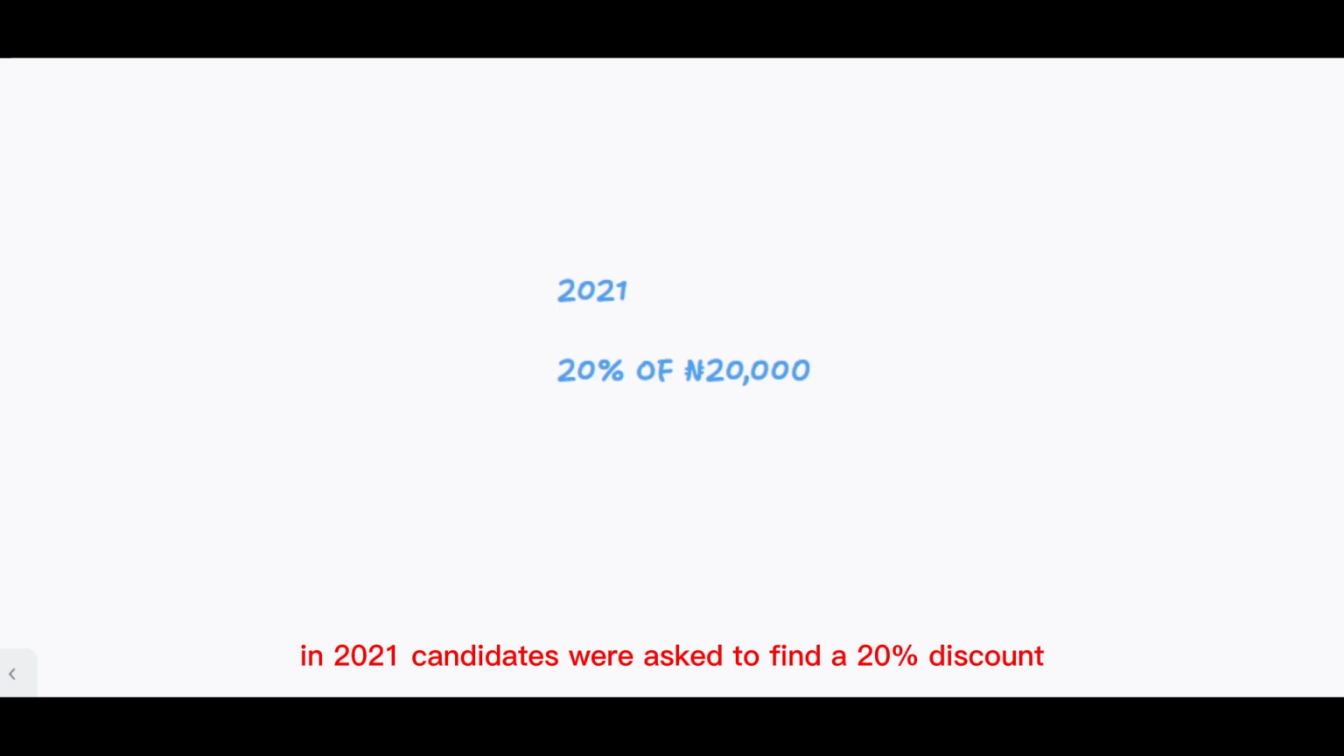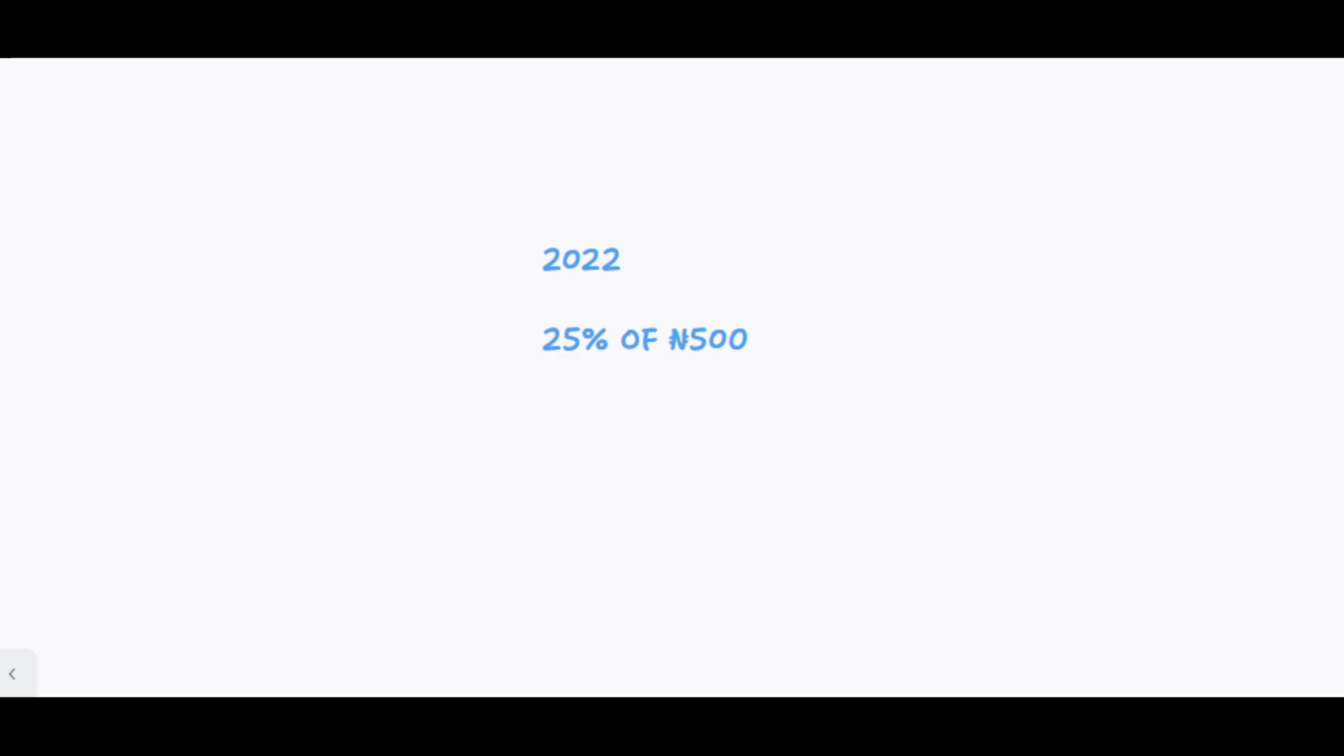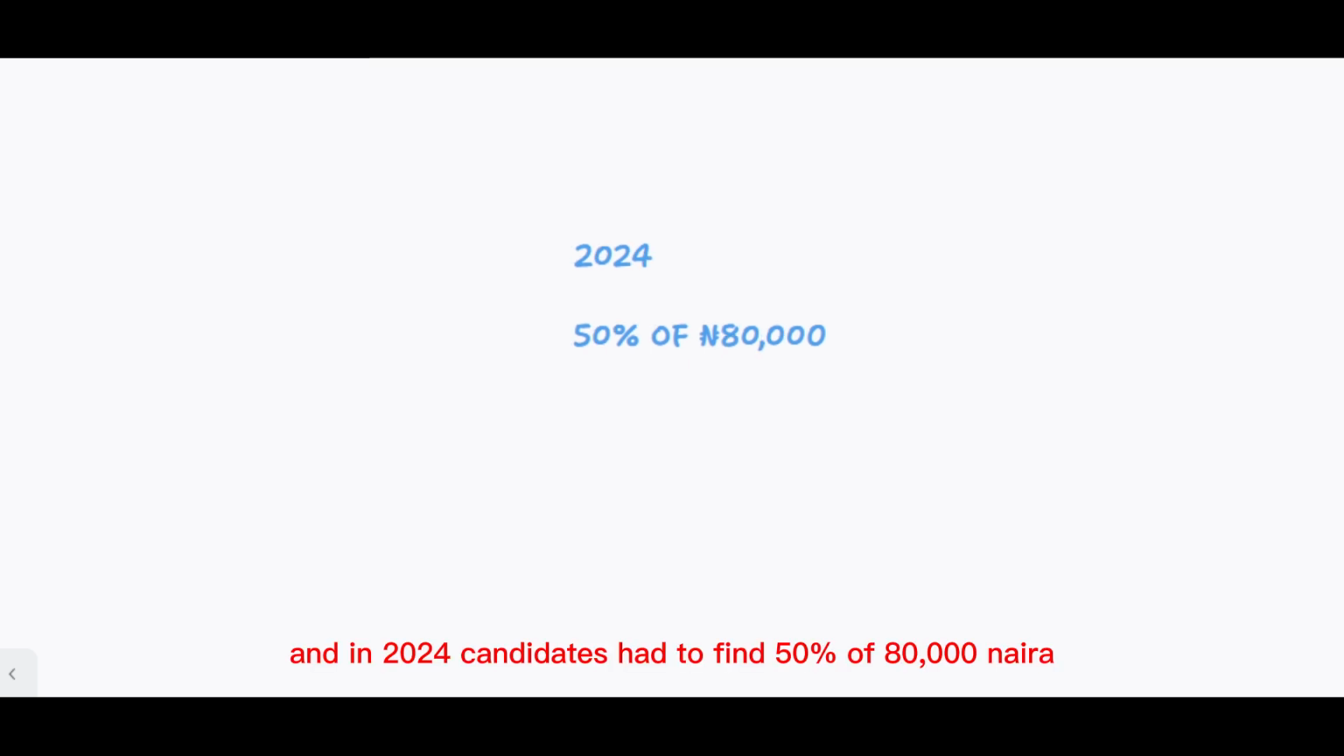In 2021, candidates were asked to find a 20% discount on 20,000 naira. In 2022, candidates worked with 25% of 500 naira. And in 2024, candidates had to find 50% of 80,000 naira. Different numbers, same topic, percentages.